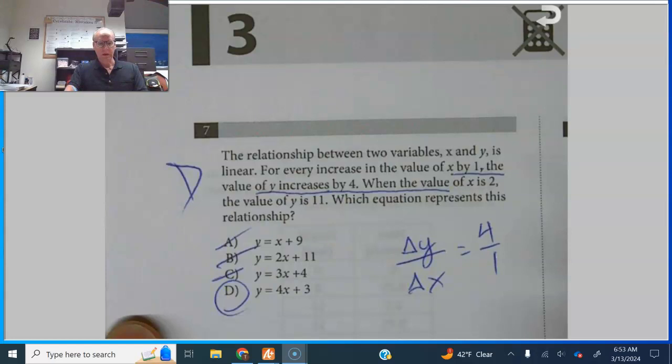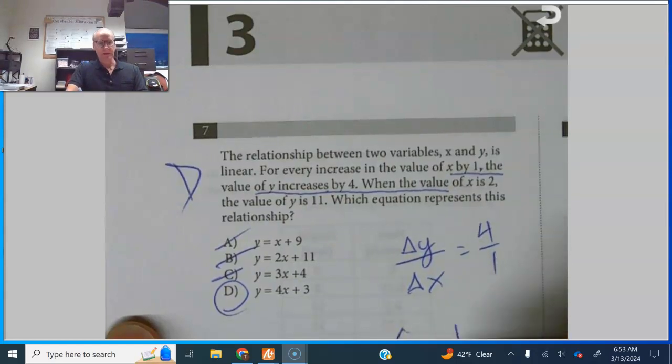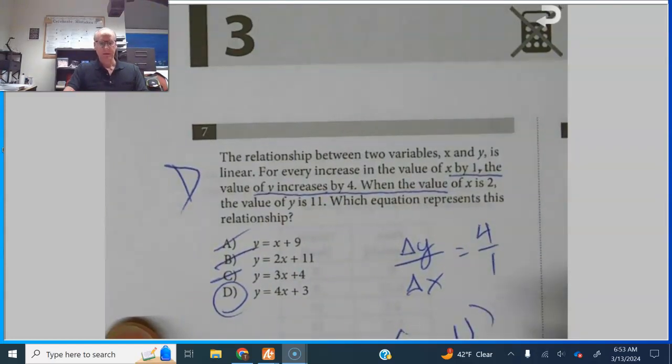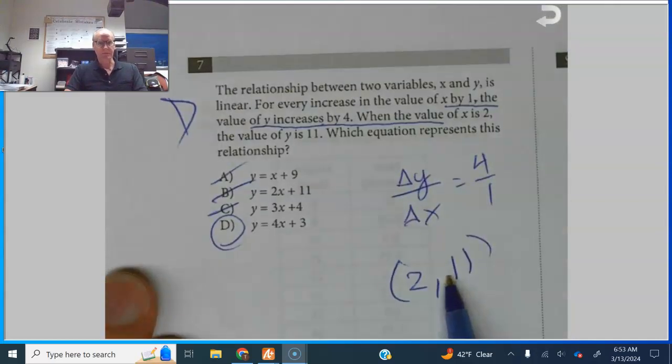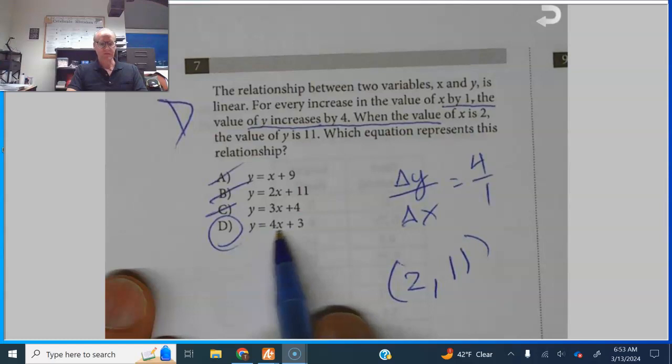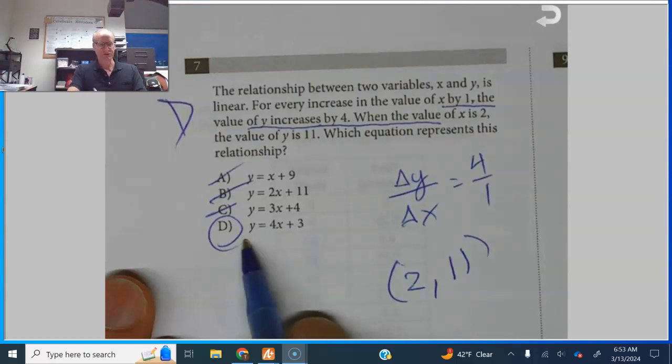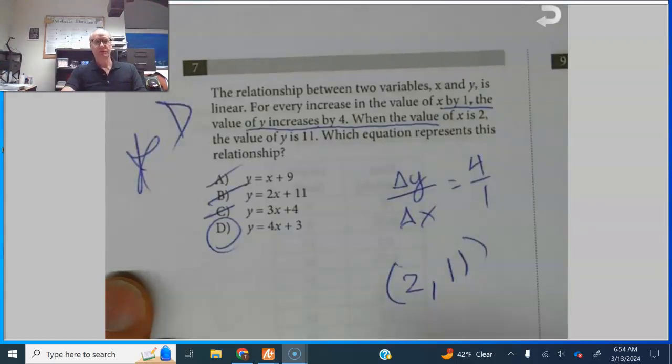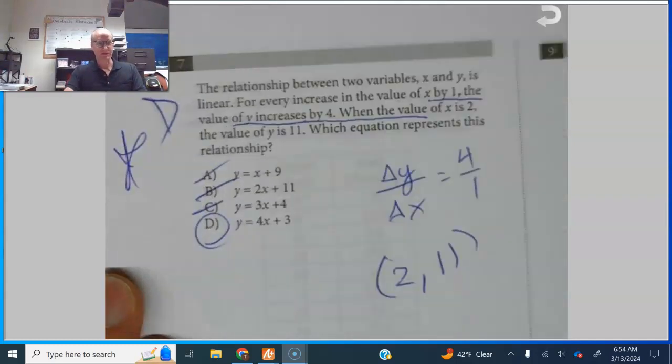There's even more. I could have used the point 2, 11, and 2, 11 is the point that they describe. And I could try 2, 11, and 2 times 4 is 8, plus 3 is 11, and I know for sure that my D is correct. I like to put a star when I've double-checked them and triple-checked them and so on.